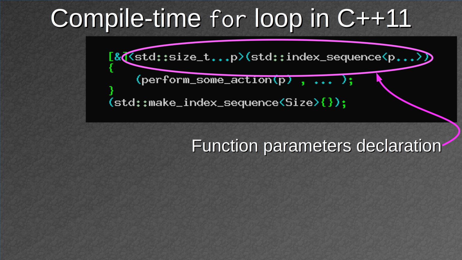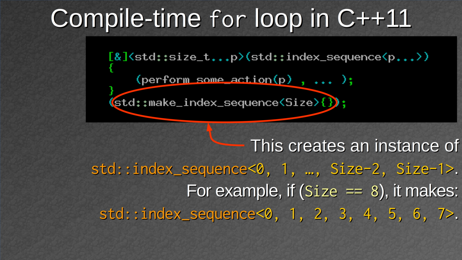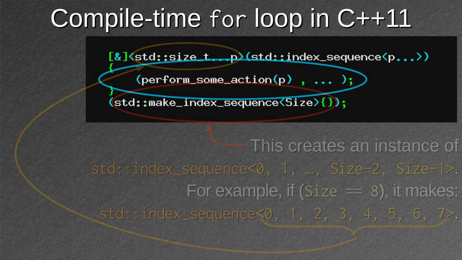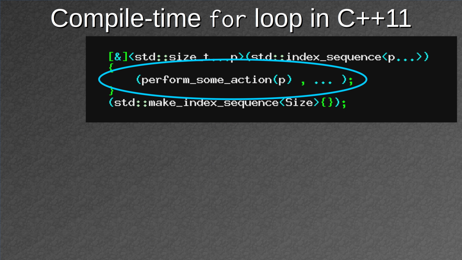This parameter is not given a name because we don't actually need to do anything with the object itself. We are only interested in the integer sequence that is used to define the object. And if size was 8, for example, the integer sequence will be 0, 1, 2, 3, 4, 5, 6, 7. This entire sequence is denoted by the pack called p. So now we are inside the function, and we have a pack of compile time constants called p.